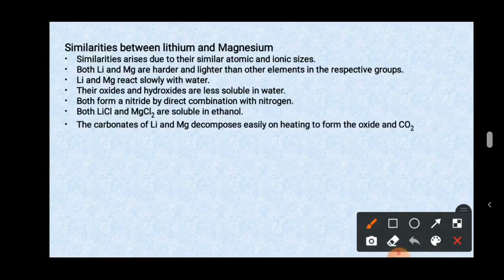Lithium chloride and magnesium chloride are both soluble in ethanol. I already told you that alkali metal halides are usually soluble in water, but only lithium chloride is soluble in ethanol, that is, in alcohol. In the same way, carbonates of lithium and magnesium decompose easily on heating to form an oxide and carbon dioxide. So these are a few similarities between lithium and magnesium.